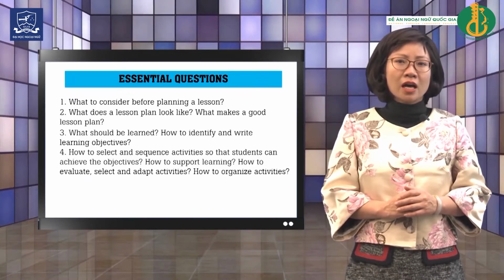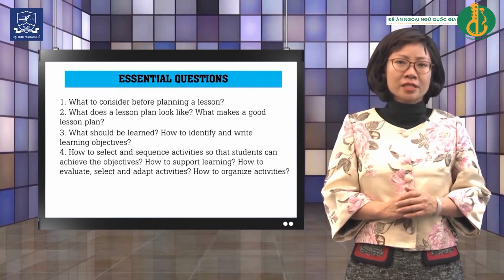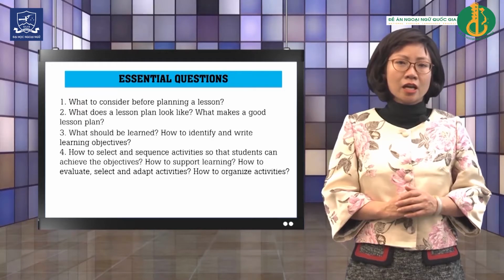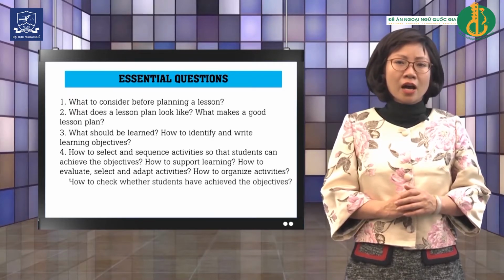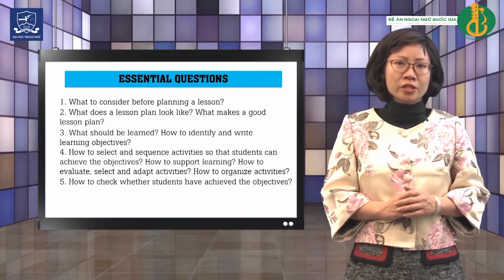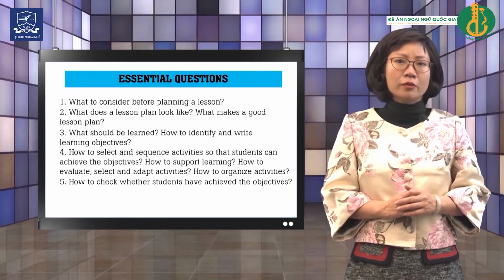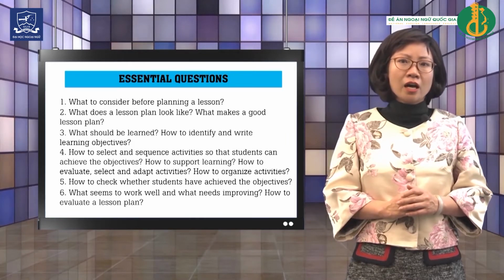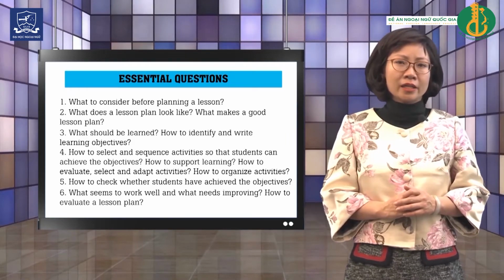Question 4. How to select and sequence activities so that students can achieve the objectives? How to support learning? How to evaluate, select, and adapt activities? How to organize activities? Question 5. How to check what the students have achieved the objectives? And finally, question 6. What seems to work well and what needs improving? How to evaluate a lesson plan?